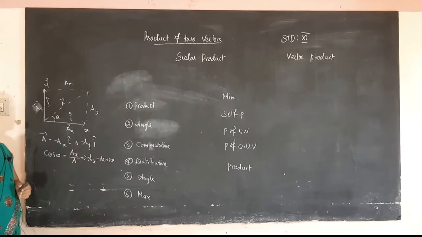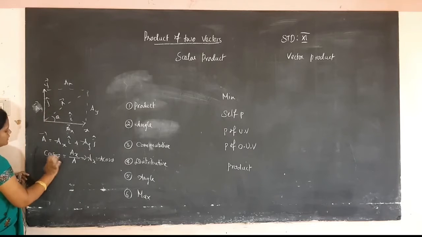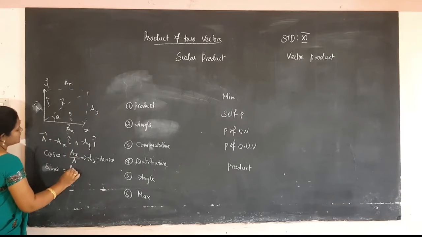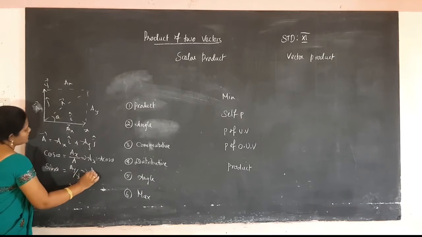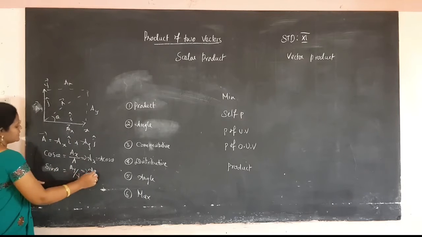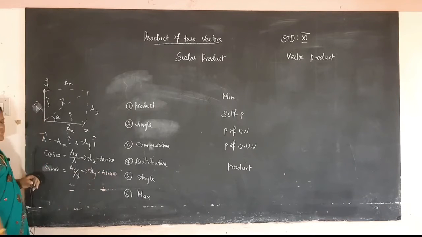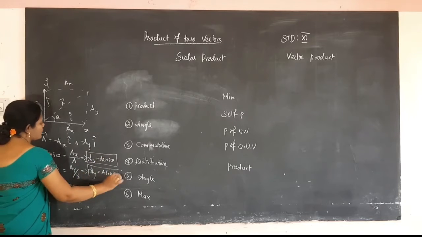How will you calculate the y component of a? Taking sin theta is equal to opposite side by hypotenuse. The opposite side is ay, the hypotenuse is a. So ay is equal to a into sin theta. This is the y component of a. So this is the x component of a, and this is the y component of a.